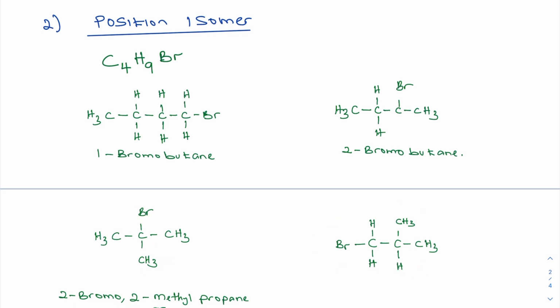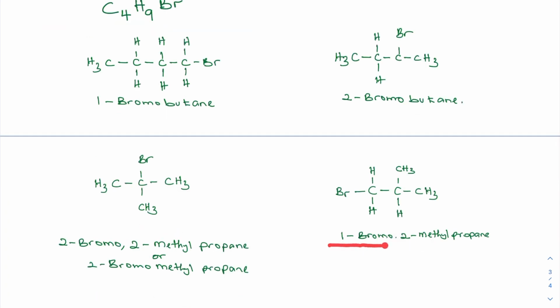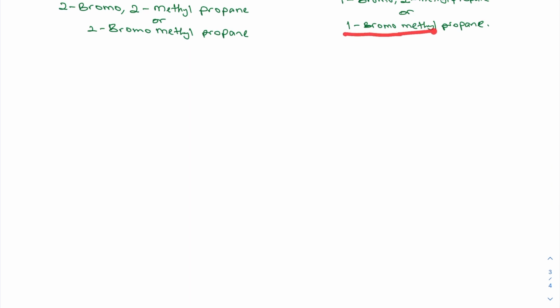What about this one? To count the longest chain, 1, 2, 3. So that'll be 1-bromo-2-methylpropane.